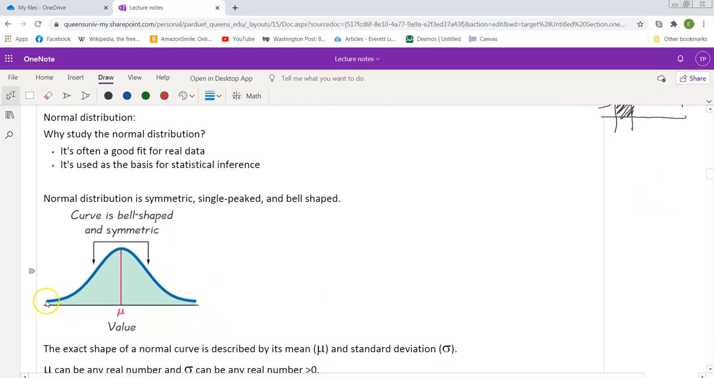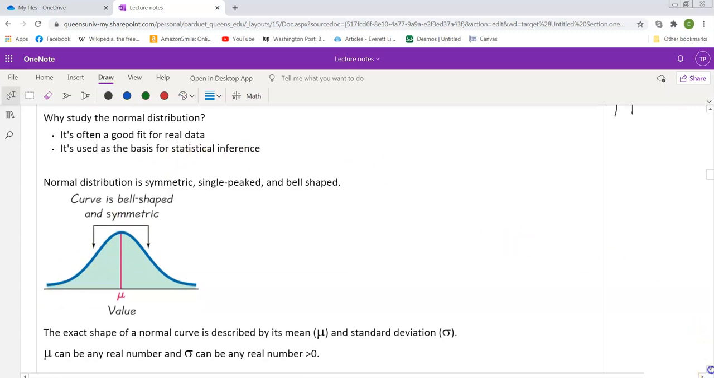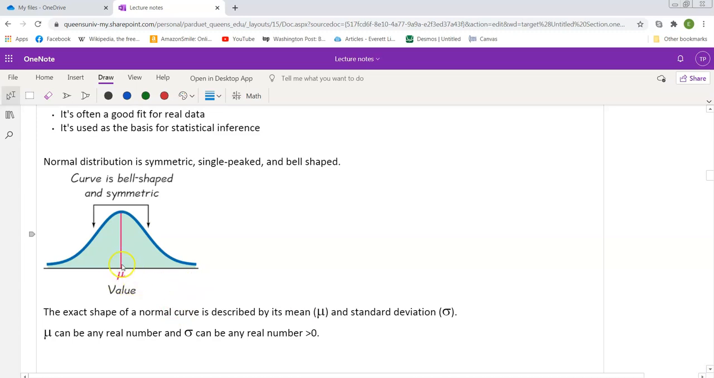So the normal distribution looks like this. We've seen this before. Bell-shaped. It's symmetric around the population mean mu. It goes out to infinity in either direction. Let's see if this will let me draw in there. Theoretically. But it does get closer and closer and closer to this line here.